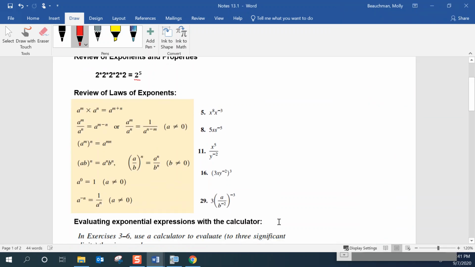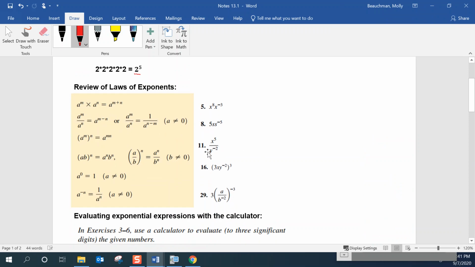Reviewing laws of exponents, you don't have problems in this section where you have to simplify exponential expressions. I just want to review them so you have a little bit better understanding as we go through the chapter. So just a reminder, review of laws of exponents. If you have a to the power of m times a to the power of n, you add the exponents. So for example, x to the 8th times x to the negative 3 means we add the exponents. 8 plus a negative 3 is equal to x to the power of 5.